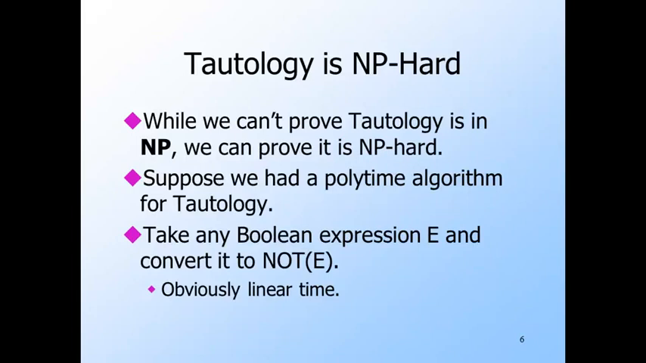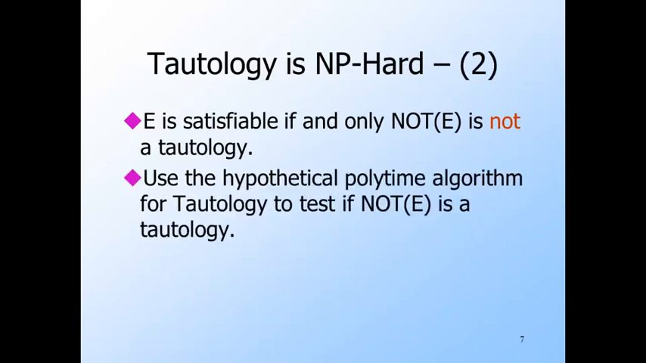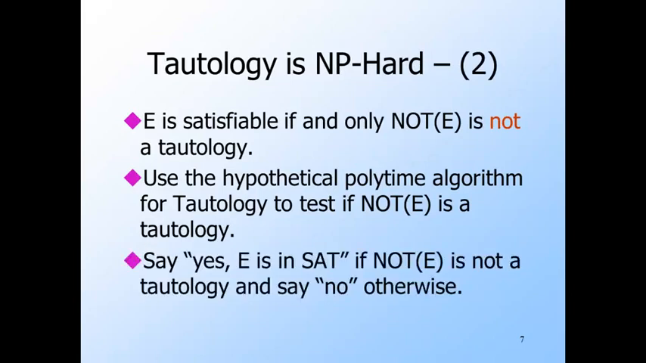For the proof, suppose there is a polytime algorithm for the tautology problem. Then given a Boolean expression E, convert it to not E, which takes only linear time since all we have to do is add not and a pair of parentheses. Now notice that E is satisfiable if and only if not E is not a tautology. So use the hypothetical algorithm for the tautology problem to tell whether or not not E is a tautology in polynomial time. Then just complement the answer.